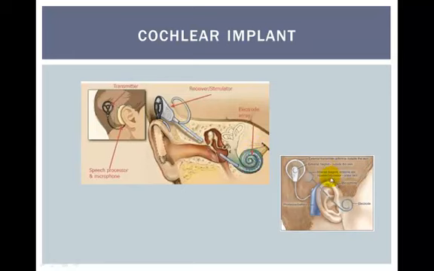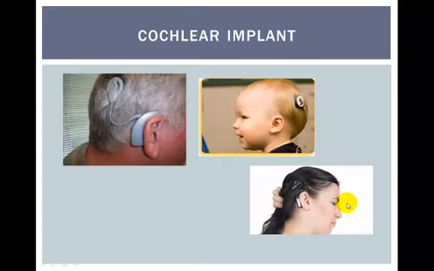Again, here are the different components. The sound processor, which also houses a battery, sends it to the transmitter, which is a magnet. So this portion and this portion can be removed, and then there's just the abutment or the magnet that you would see under the skin, barely. And then the electrode array inside the cochlea.